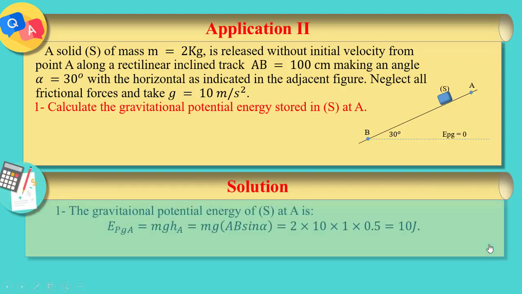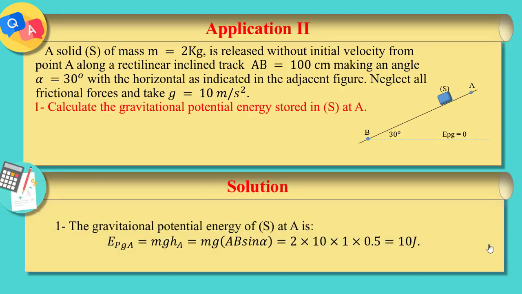First, calculate the gravitational potential energy stored in S at point A. The gravitational potential energy of the system at point A is given by mgh(A), where height h(A) is opposite to the angle 30 degrees. So we can write it as mg(AB sine alpha), since h is not given. Replacing AB by its value and the angle alpha, the answer will be 10 joules.